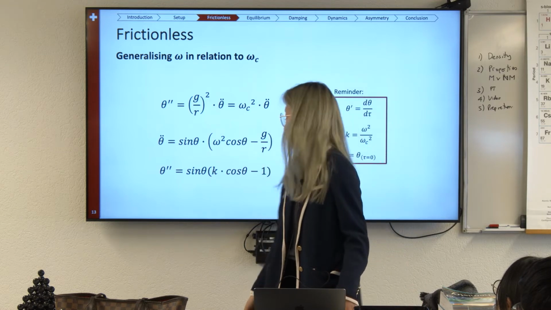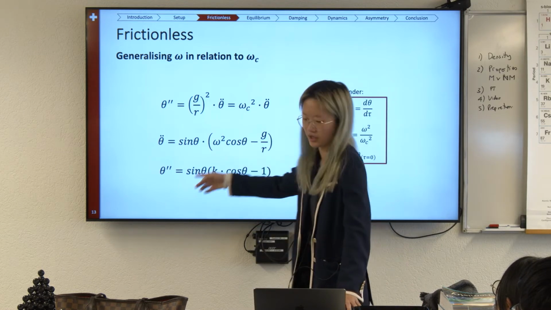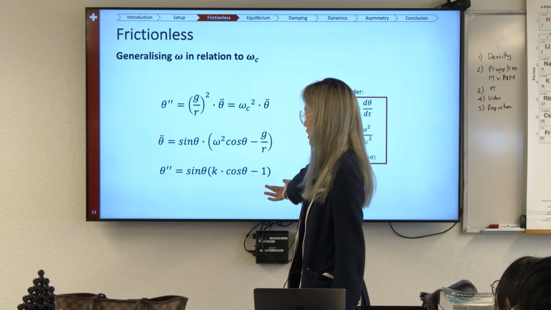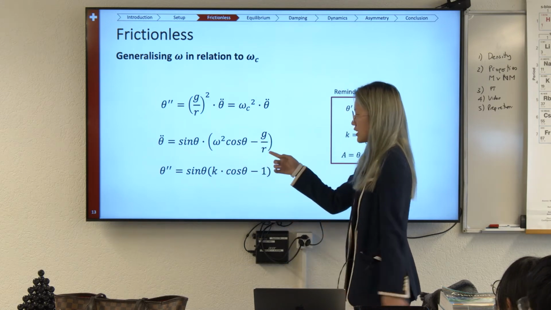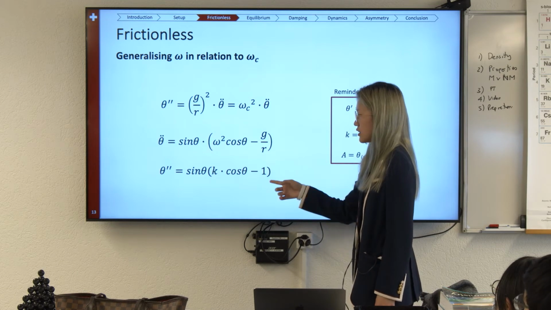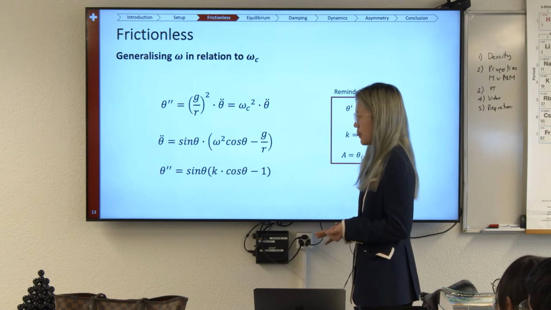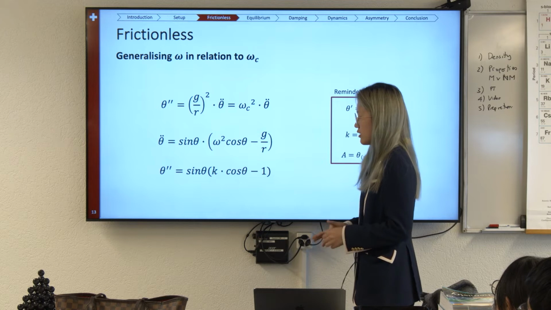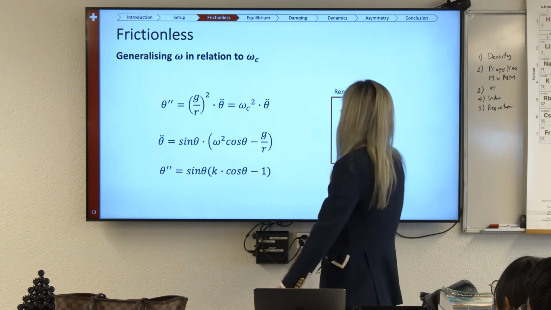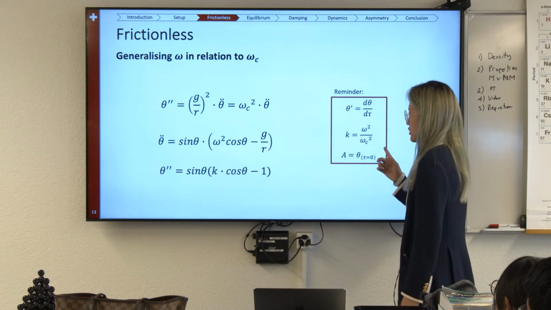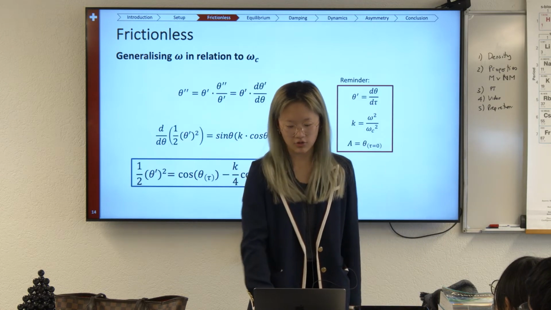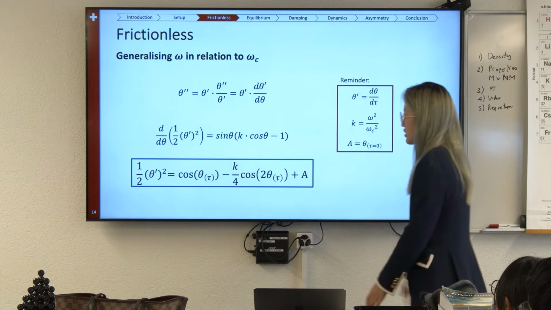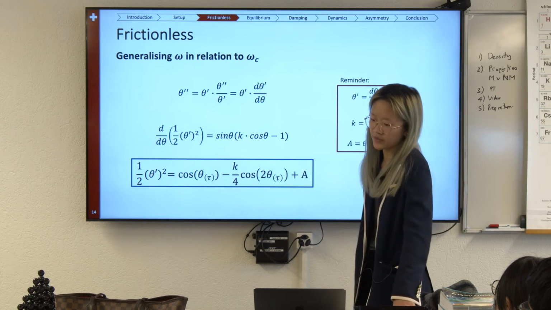And so if we substitute this into the equation of motion, we get this equation at the bottom of the slide. This eliminates radius as a parameter, and the only parameter here is the k, which is the angular frequency in relation to the critical angular frequency. So now, if we integrate this equation of motion, we find the equation at the bottom of the slide.